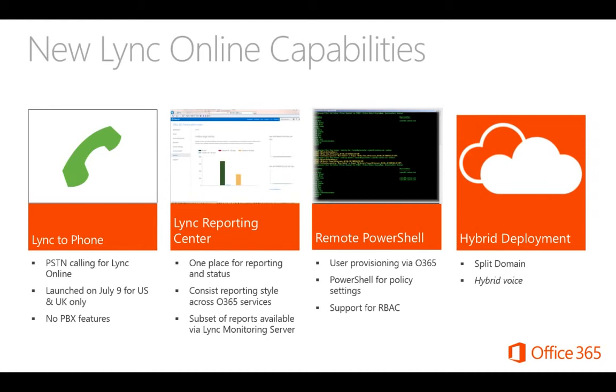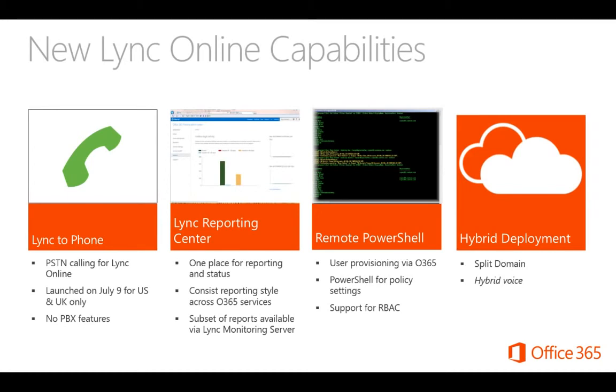The new Link Online also adds the Reporting Center, which we showed you during the demo, which is one place for reporting and status on Link calls. So if you want to see the number of poor quality calls or dropped calls so that you can do some troubleshooting, maybe someone has a poor network connection, you do that from the Link Reporting Center. This has a subset of the reports that are available via the Link Monitoring Server.